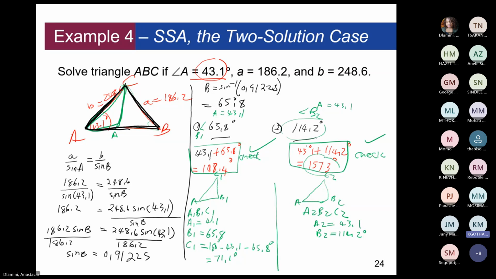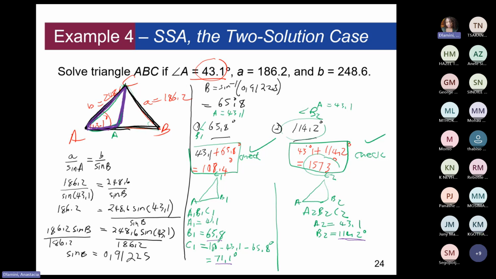So that's the constant value. You see that when I draw these two triangles, look at this. What do they share, both of them? The black and the purple one. They share angle A. Yes. So now one of them will be 71, B1 will be 65.8 and the other one will be 114.2.